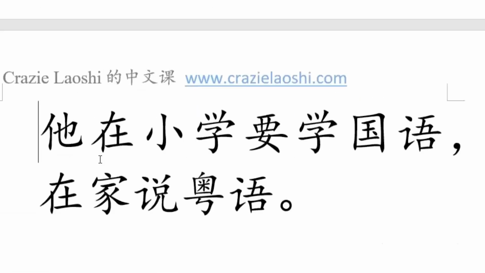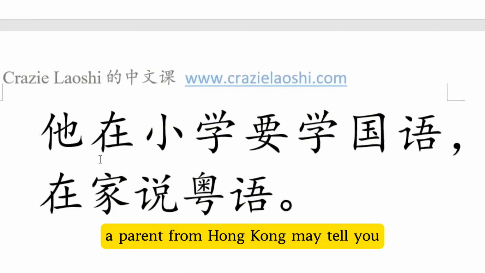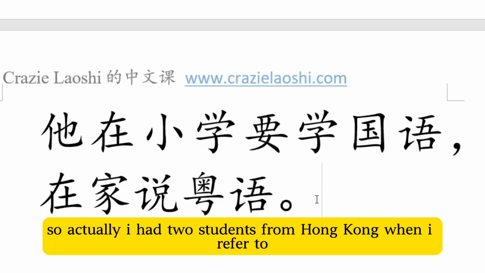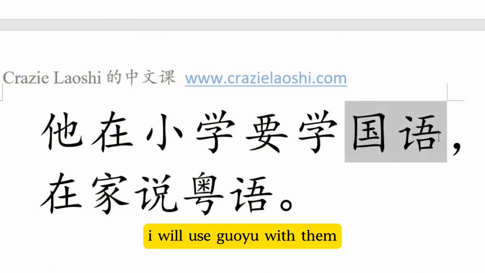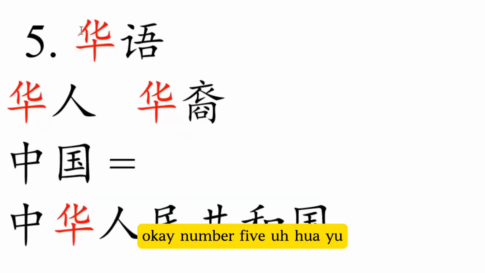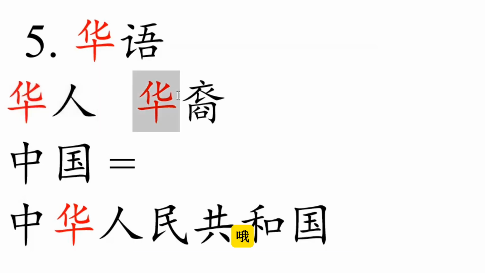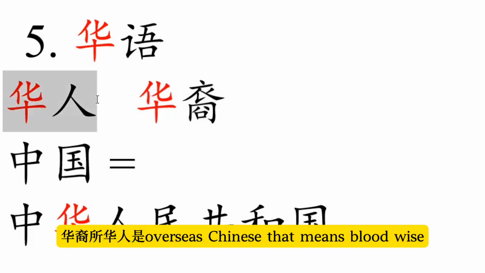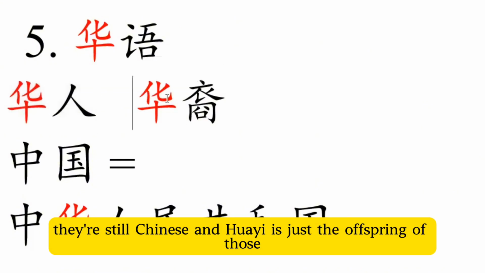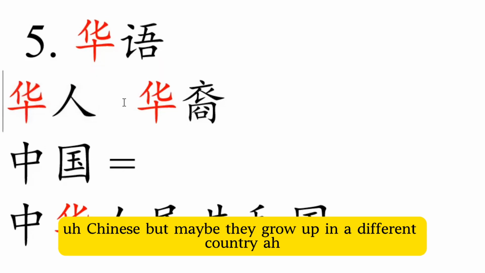For example, a parent from Hong Kong may tell you, so actually I had 2 students from Hong Kong. When I refer to Mandarin Chinese, I will use 国语 with them. Okay, number 5, 华语. You probably don't hear it a lot. It is the language used by 华人 or 华裔. So 华人 is overseas Chinese. That means blood-wise, they're still Chinese. And 华裔 is just the offspring of those Chinese, but maybe they grew up in a different country.